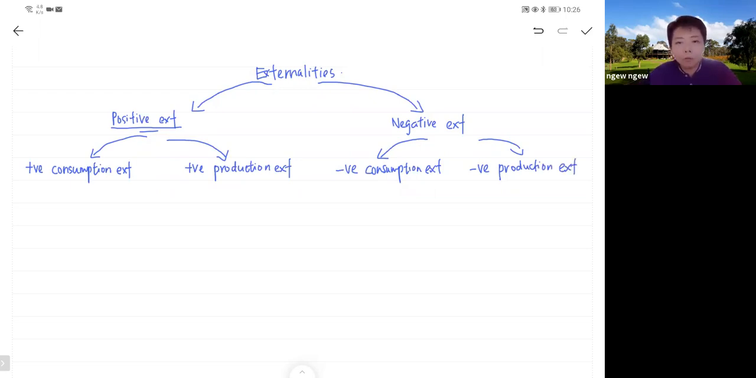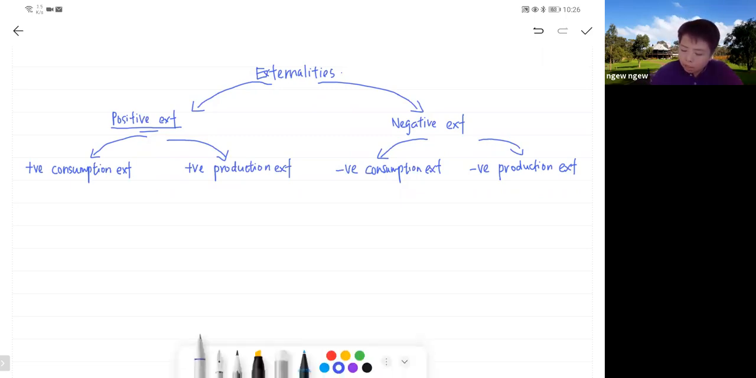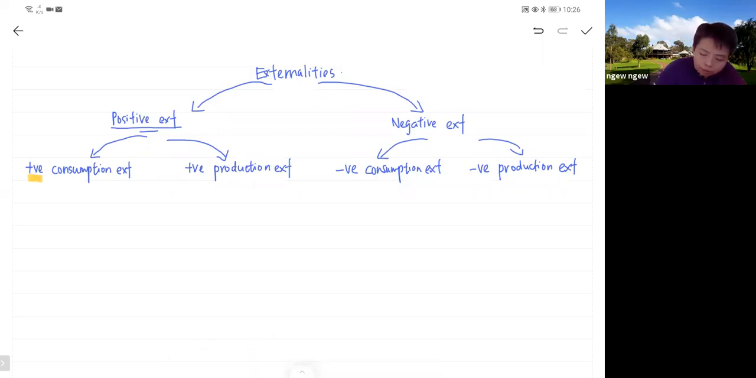Okay, and now we will pick two most common examples to try first, and then I'll leave it to you to try another one, yeah? Now, one of the very common examples in reality is positive consumption externality. Another one is negative production externality, because we learned it back in AS as well, just that in AS we didn't really use diagrams to illustrate the situation. In A2, now we need to enhance our explanation with diagrams.